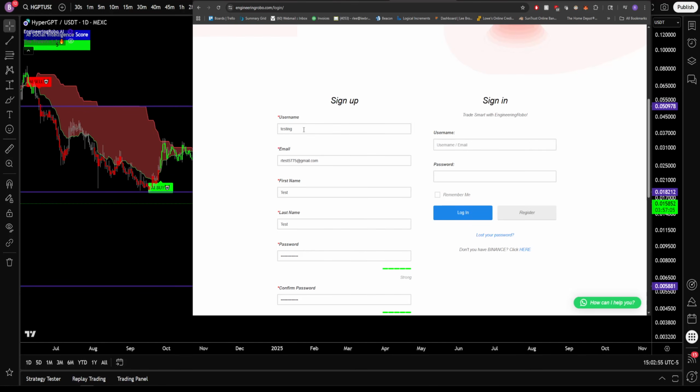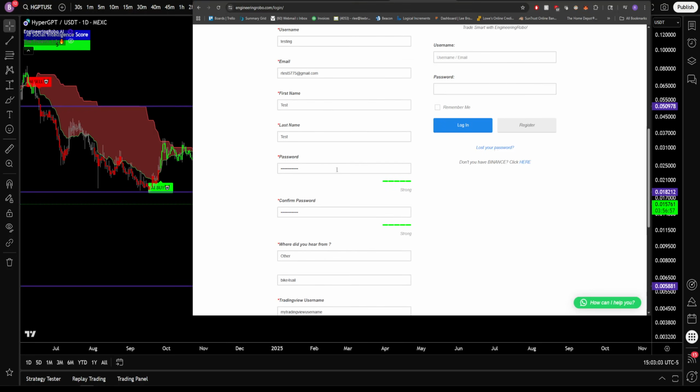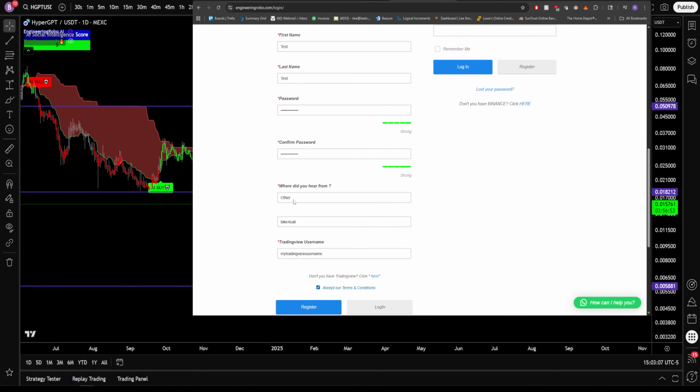So I did a little testing account here. If you click that Engineering Robo 7-day free trial below, it's going to bring this page up for you. So I'm just going to put in some test information here, a little test email that I've got. And when it asks where you heard about this from, just hit other and type in bike for sale.